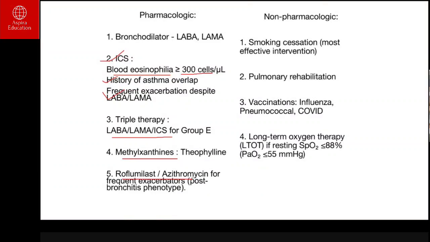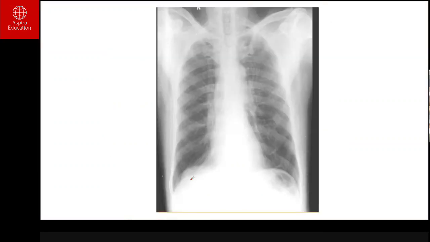So this is a classical chest X-ray of a COPD patient. You can see hyperinflated lung fields, a tubular heart, and the diaphragms are almost flattened here. You can see the diaphragms are almost flattened.